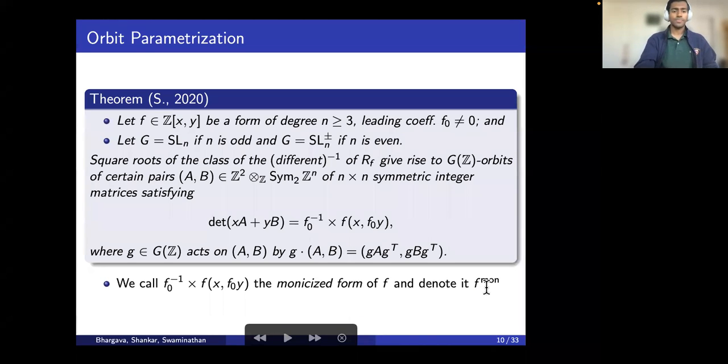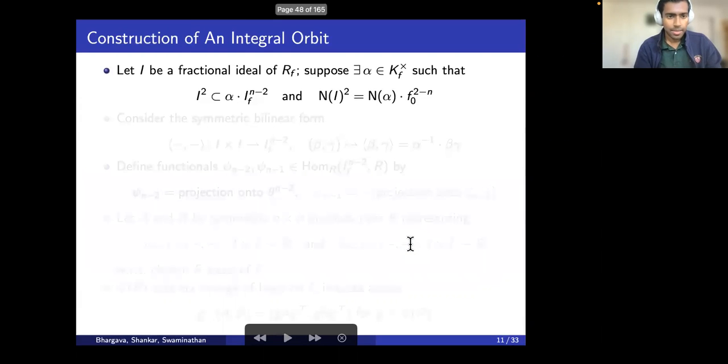Okay, so now I want to give you a brief outline of how you construct a pair (A, B) from a square root of the class of the inverse different. So let's do that. So for this, let I be a fractional ideal of R_f, and suppose there is an invertible element alpha of K_f such that I squared is contained in alpha times I_f^(n-2), and the square of the norm of I is equal to the norm of alpha times f_0 to the 2 minus n. So if you look at this norm condition here, you might think that that would force equality here.